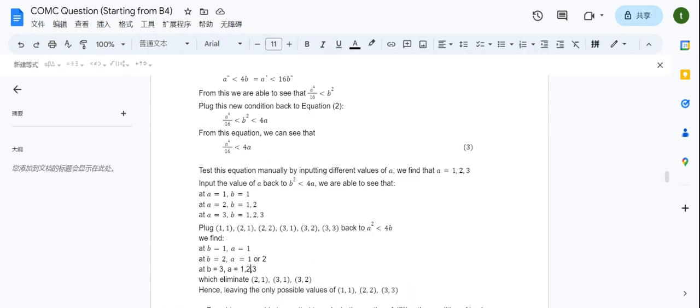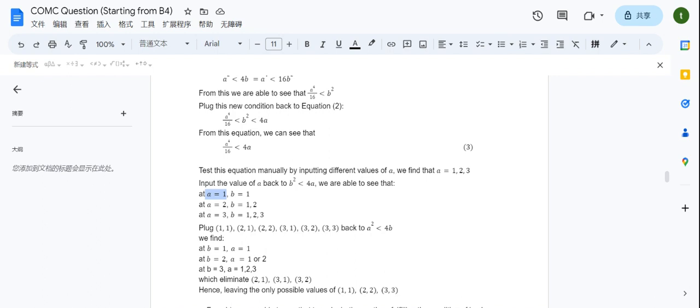Manually testing different values, we're able to see that this equation above would only work if a is equal to 1, 2, 3. So in this case, we put the value back into b squared. Let's first plug in a is equal to 1. 4 times 1 is 4, right? So this means that b squared is less than 4. Hence, the only possible value left for b is equal to 1.